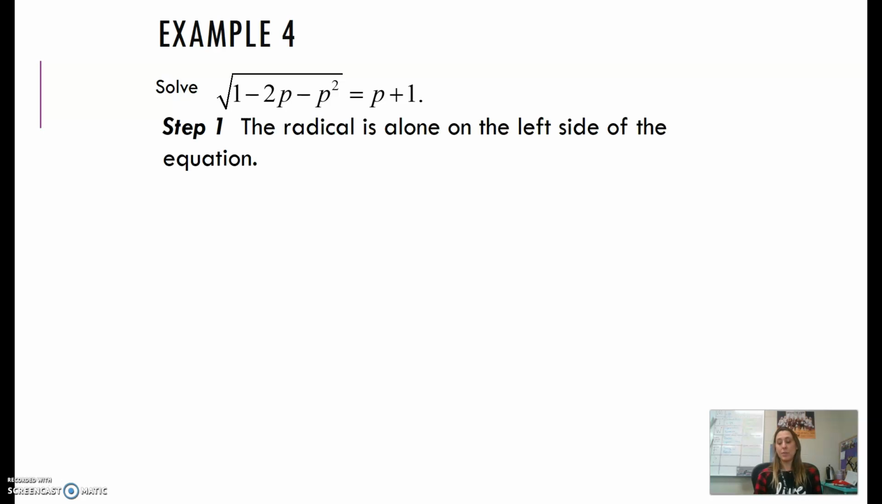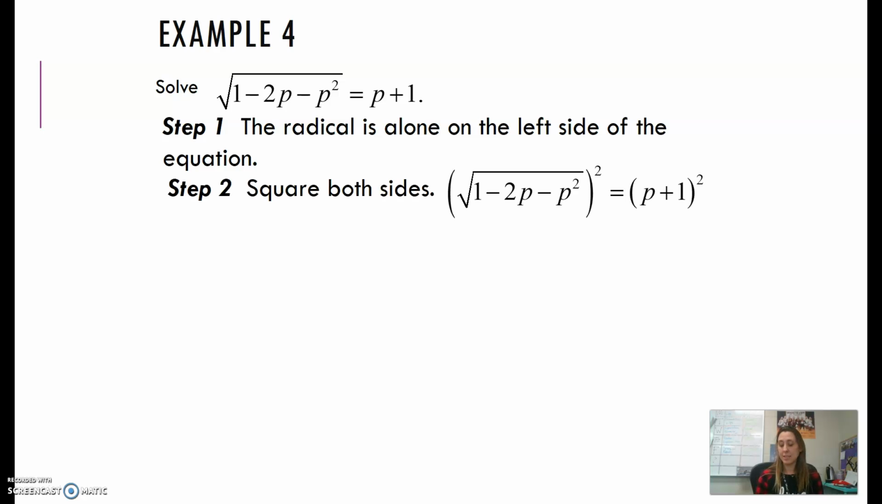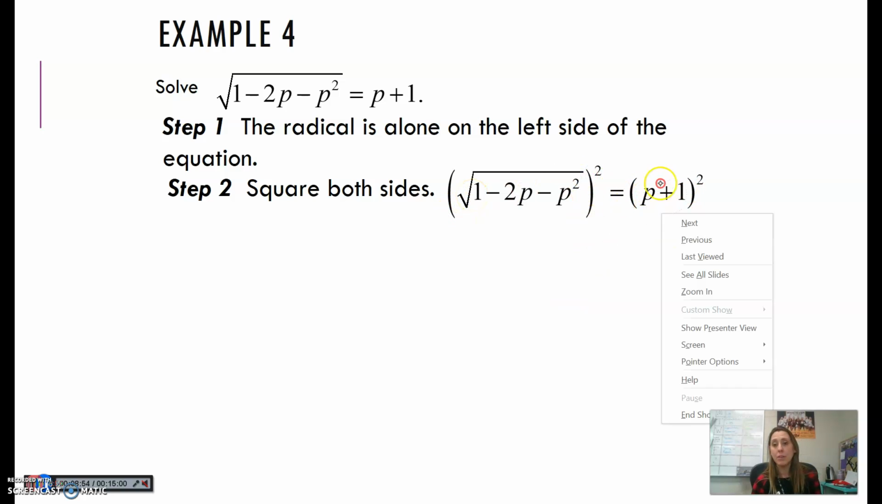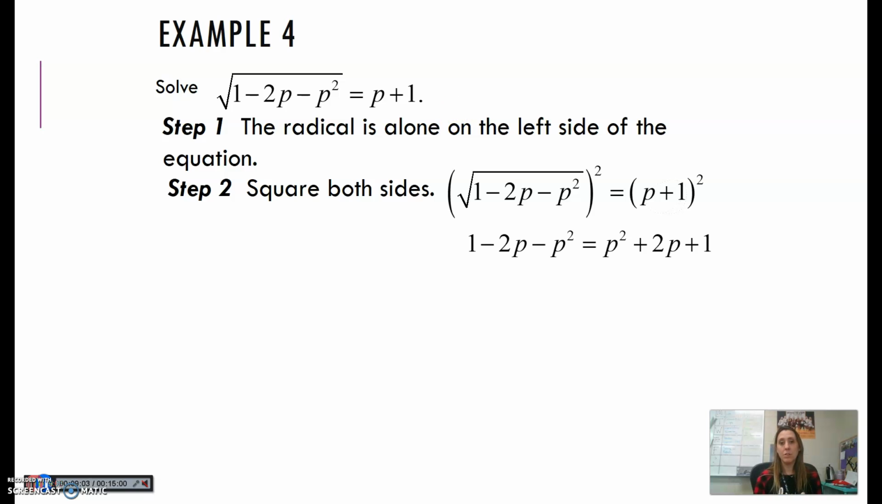Okay, so we're going to go through this one again. Our radical is already alone, so we're going to go ahead and square both sides, because when we square both sides, that undoes the square root. Okay, I have a binomial. That should make you think, I need to put that in a box. So when I do, I end up with 1 minus 2p minus p squared is equal to p squared plus 2p plus 1, which is great because now I've got my quadratic.